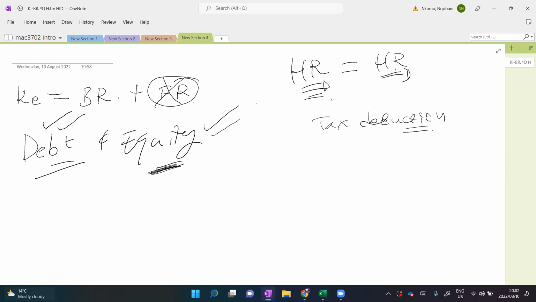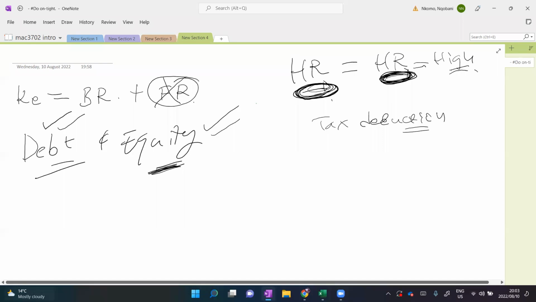Now, this concept is important, good people. You look at risk. Whenever there is high risk, there is a higher return. So if you need a higher return, it means that the cost of capital will also be what? High. So the question that you ask yourself is, who has got the largest risk between the debt providers and the equity providers? Are we together? That's the first question that you ask yourself. Who has got the largest risk?